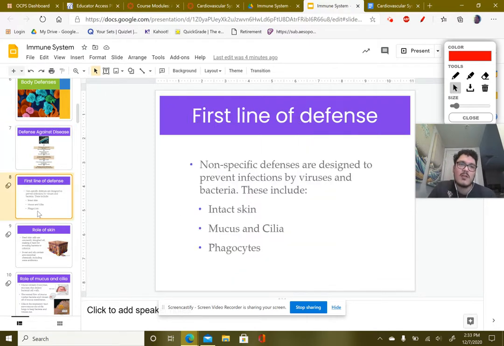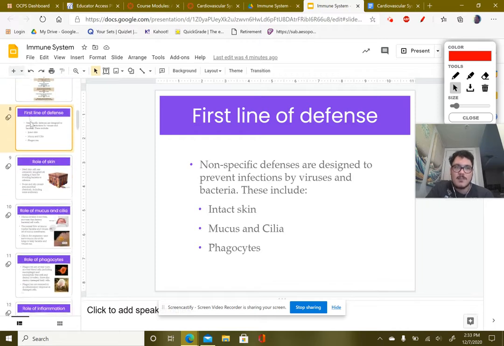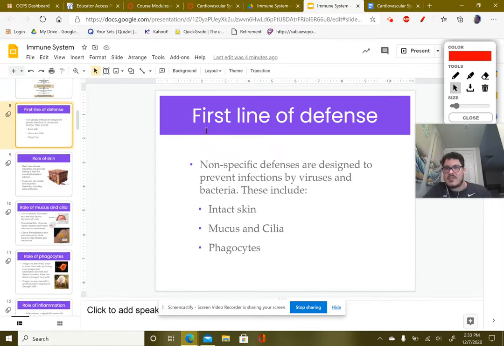But for now, let's start with the first one. As far as the first line of defense is concerned, it is the non-specific defense, like we mentioned earlier. It is designed to prevent infection by viruses and bacteria. That includes intact skin. Again, intact is the key word there. If your skin is damaged, that is literally now a shortcut for bacteria and viruses to infect you. Then mucus and cilia, which we learned about in the respiratory system, do a decent job of protecting your body.